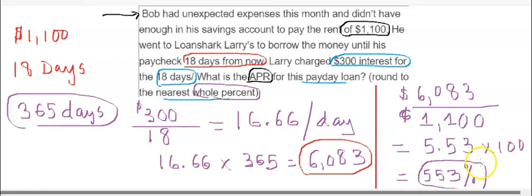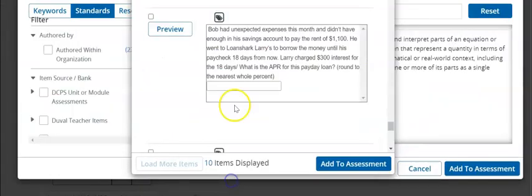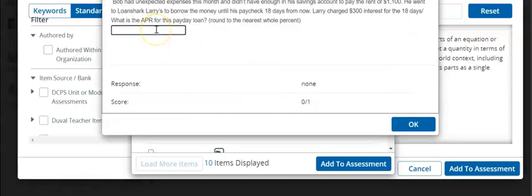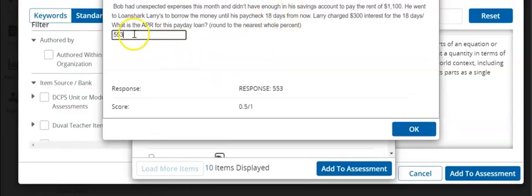The answer for this problem is 553%. Now, one thing I want you guys to keep in mind: if you put just 553 as the answer, it's not going to give you full credit. Let me show you what I mean on the test. If I go to the problem and put in 553, it's only going to give me half of the point. This problem is worth one whole point. You need to put in 553%, then it will give you the whole point.